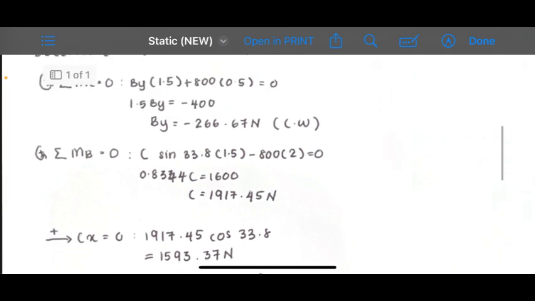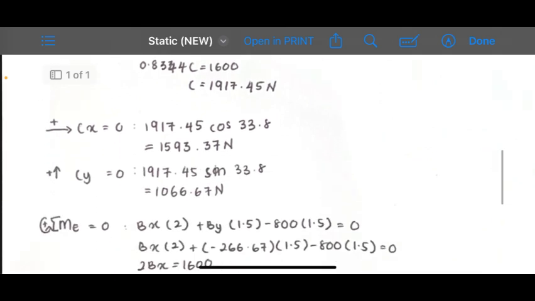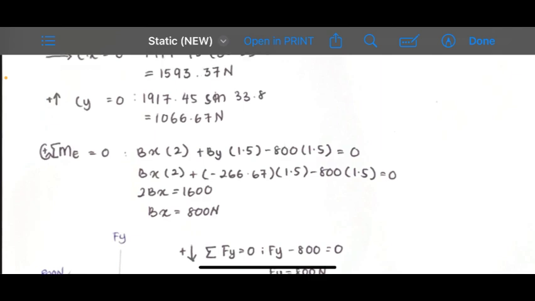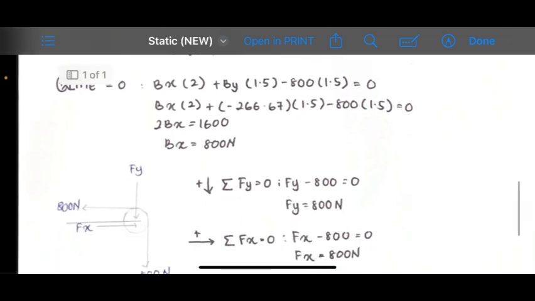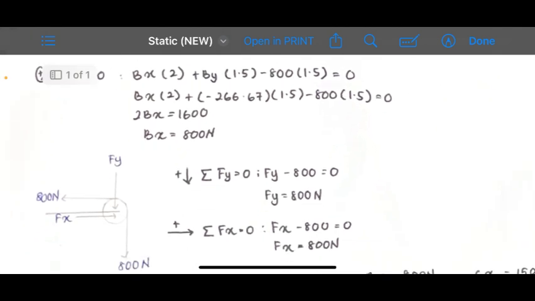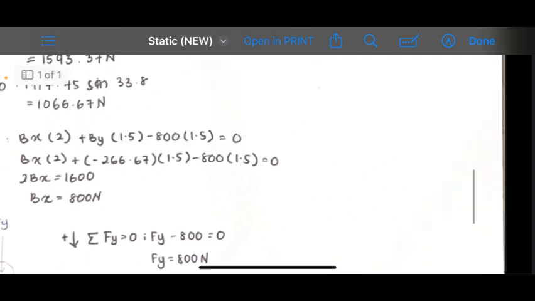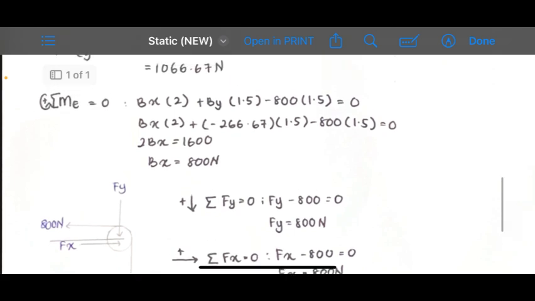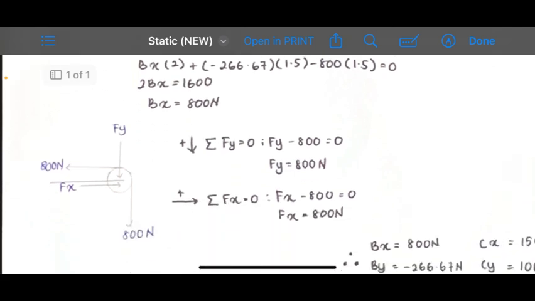Then we find the Cy. Same, we also use the same formula. So we get the answer 1066.67 Newton. Then we need to find the Bx force, because we have found the By force. So we use the moment at E. We write down the formula, we sub it in, and we get Bx equal to 800.